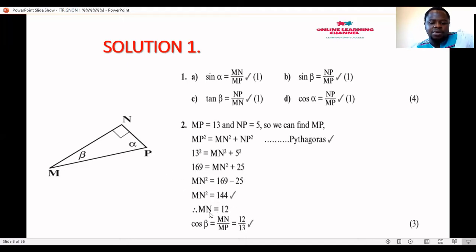Then your cos beta will be your adjacent over hypotenuse. It will be 12 over 13.